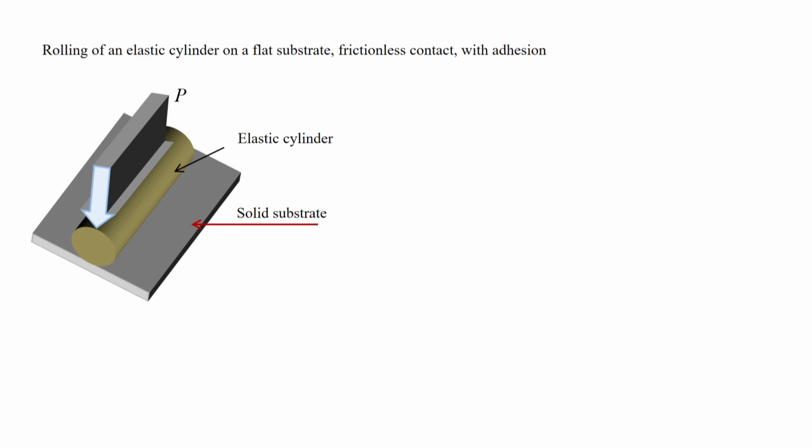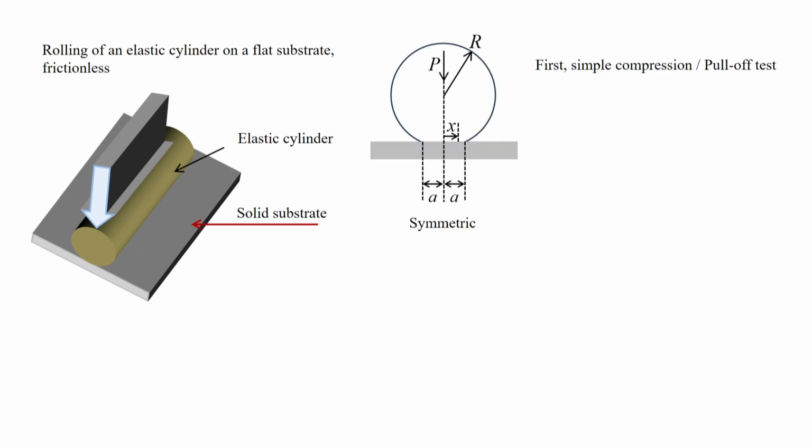Now, hysteresis we will discuss by a very simple experiment shown here. In a sense, we have a solid substrate, and then we have this elastic cylinder. This elastic cylinder is placed in contact, and we achieve some finite contact width. This contact width can be related to the pressure P.